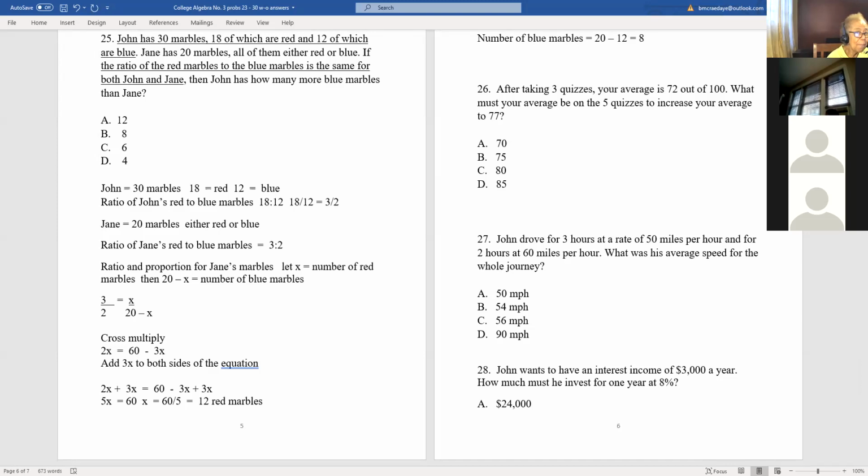Let me see. Go back up here. Of which was blue. So you go back to where we were at the beginning. John has 12 blue marbles, right? And Jane has 8. So John has how many more than Jane?